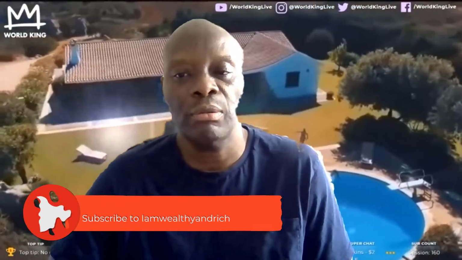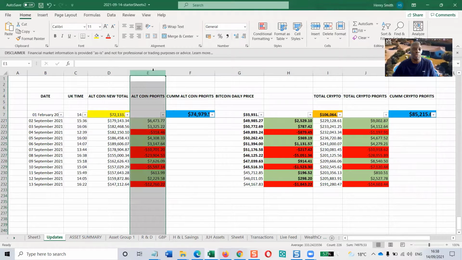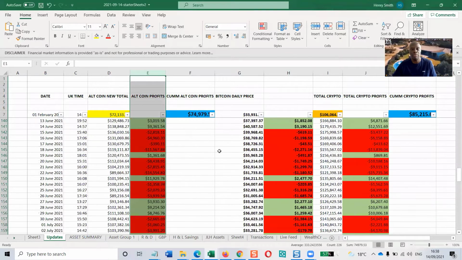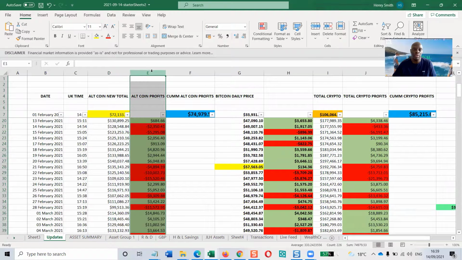So with that said, what I'm going to do is share my screen and go to the spreadsheet to start the update. This is the spreadsheet that I've been updating since February. And it's got three columns: the altcoin column, the Bitcoin column, and the totals column.